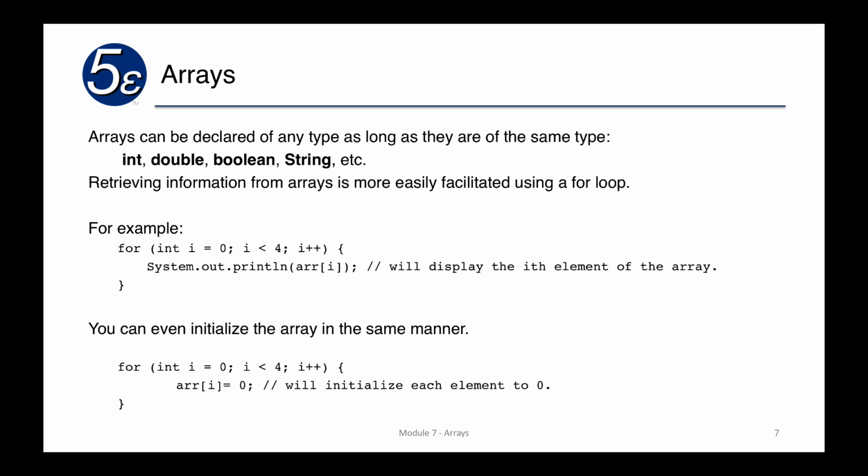We can also initialize the array in the same manner, where we create a loop that goes, say, from 0 through 4, where it increments, and then each subsequent i location will get a 0 in it. So arrays are easily accessed using loops if you want to go through sequentially instead of finding an individual item at a row and column.